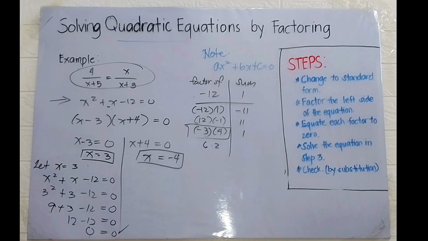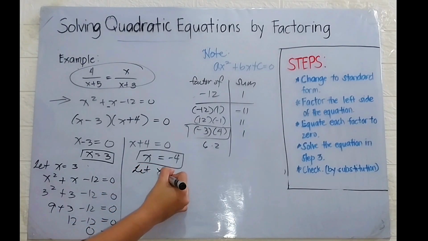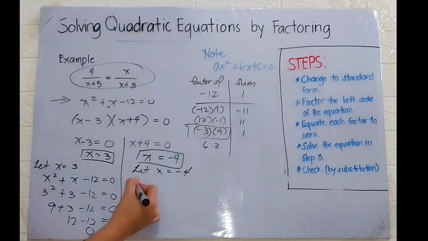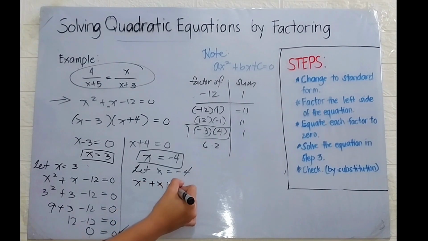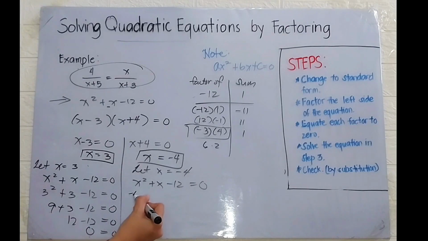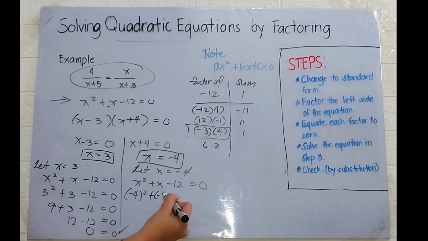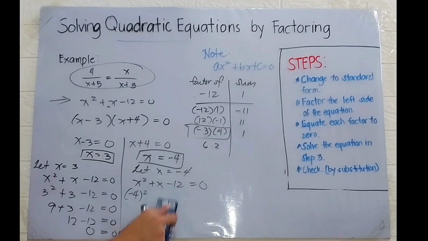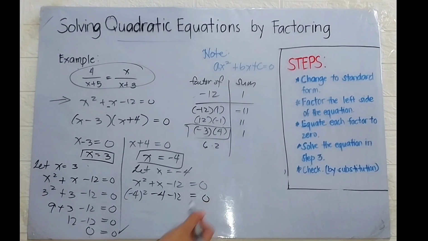Let's try the negative 4. So let x is equals to negative 4. X squared plus x minus 12 is equals to 0. Again, use a parenthesis since our values of x is negative. Negative 4 squared plus negative 4. So, since positive times negative is negative, we can simply direct na negative 4 na siya. And then minus 12 is equals to 0.